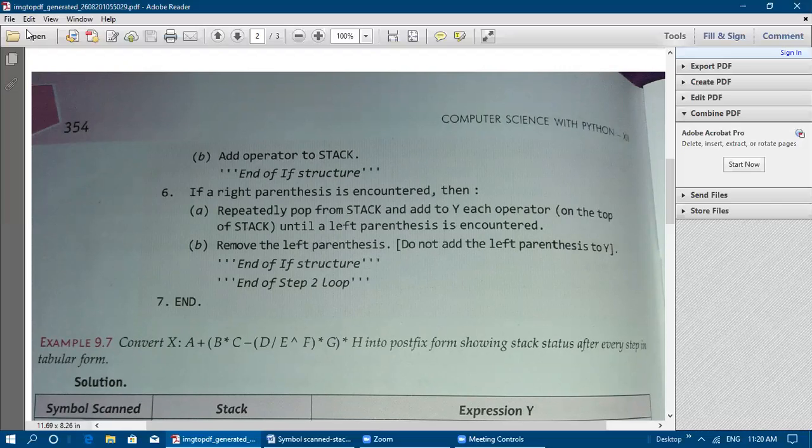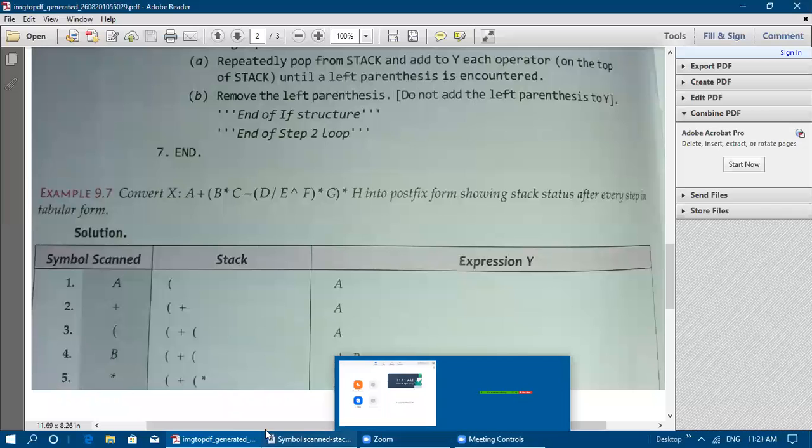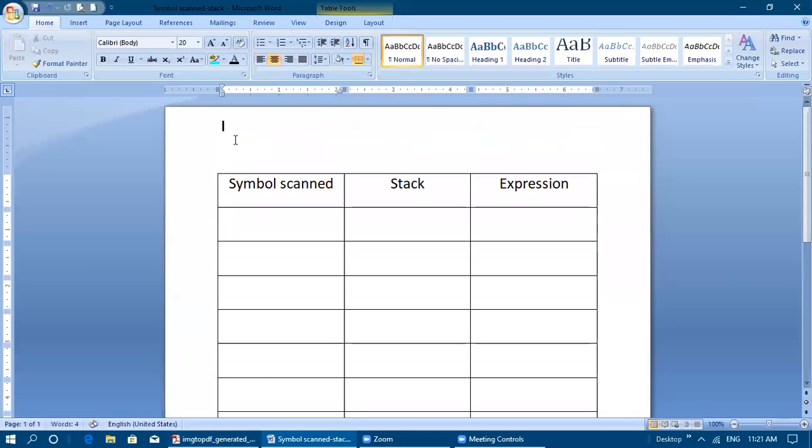So now let us see how the algorithm is implemented on the given X. X is taken as A plus B star C within parenthesis B star C minus within parenthesis D slash E cap F, close the parenthesis star G, close the parenthesis star H. Initially we push the left parenthesis inside the stack and add a right parenthesis to the given X. Okay, so let us write the X first. So X is equivalent to what?